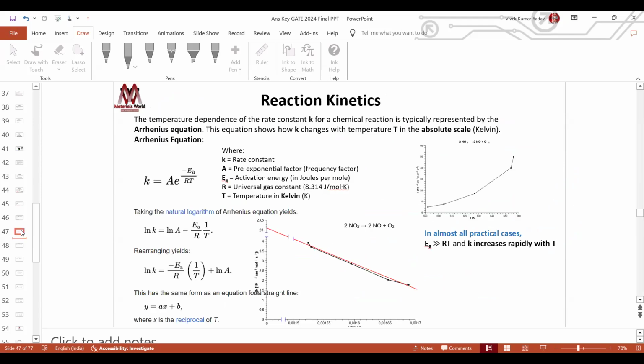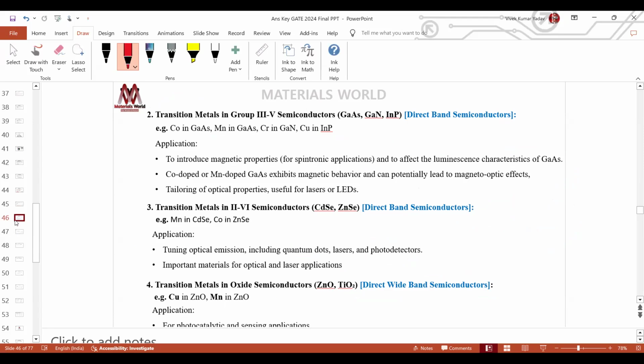I will share this in the drive. Please read it at least one to two times, note it down as short notes, and revise it. That's it. If they ask any question on this, you'll be able to track it. That was the overall idea.